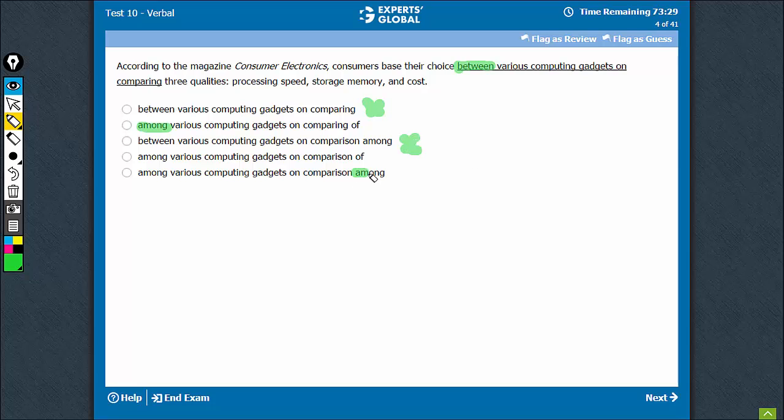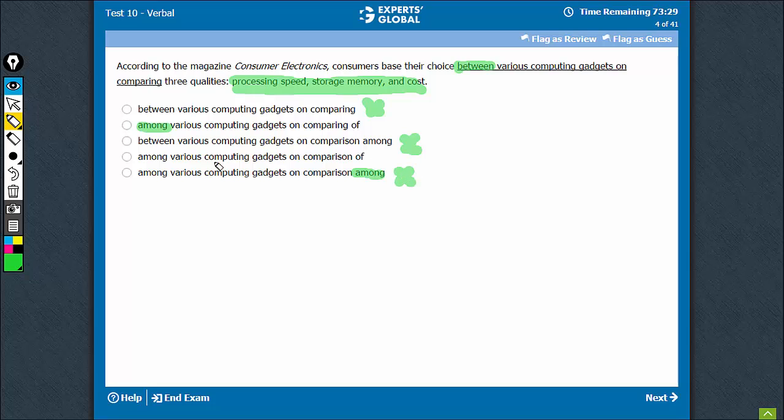This among is awkward. This leads to a change in meaning, suggesting that the comparison is happening among these qualities. The comparison is not happening among these qualities, that processing speed is more important and storage memory is less important. So the comparison is not among these. These are the qualities which form the basis of the consumer's decisions. This changes the meaning, so it should be eliminated.